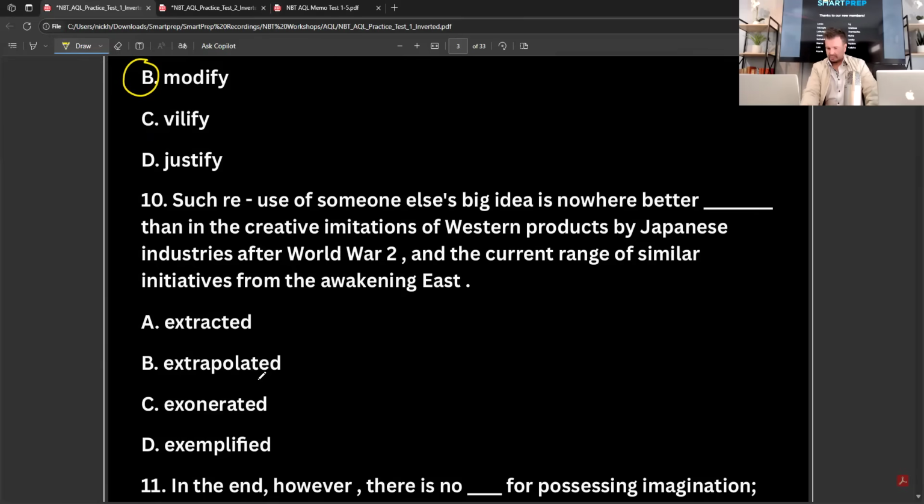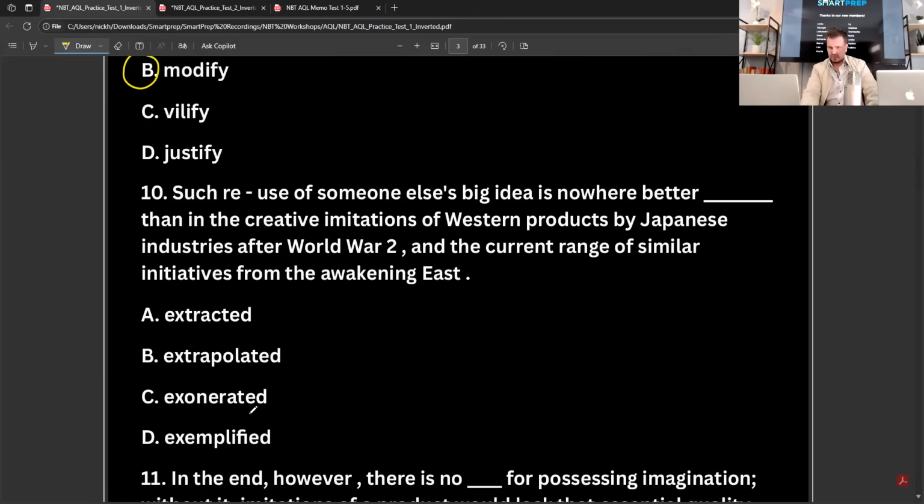Exonerated means to declare not guilty, right? If you are not guilty, you're exonerated. And exemplified. Okay, so better exemplified is the correct answer, right? So exemplified meaning shown, right? So exemplified means just clearly shown, right? So that's going to be D, right? Exemplified means clearly shown. Okay.